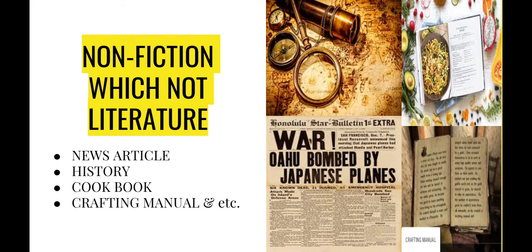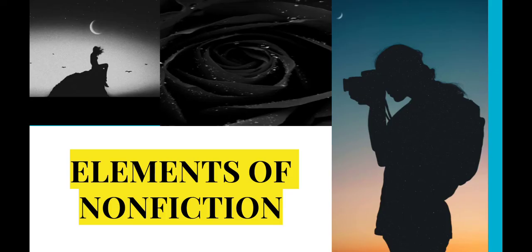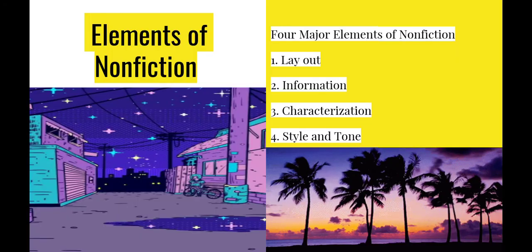We got news article, history, cookbook, crafting manuals, and etc. News article, history, and cookbook crafting manual are nonfiction because they're based on facts, but they're written in a formal way, not in a creative way, as simple as that. Now we got the elements of nonfiction. We got four major elements of nonfiction. First is the layout, second information, the third characterization, and the fourth style and tone.